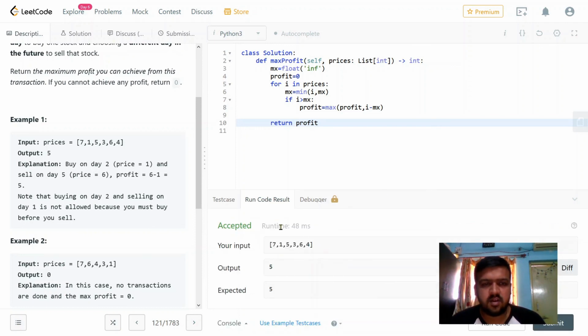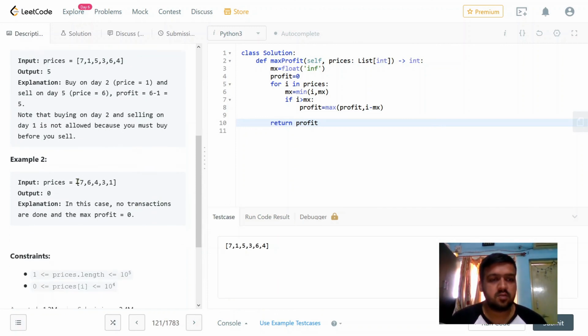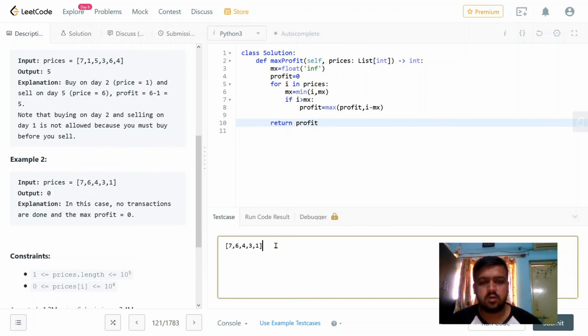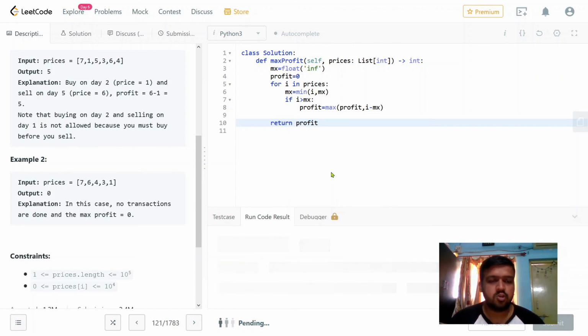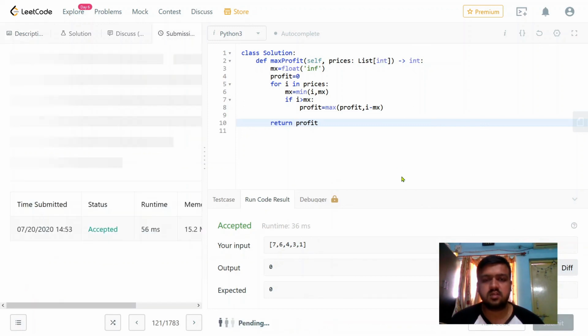So this is working fine for this particular test case. Let's change the test case of this particular problem. So here you can see 7 6 4 3 1. This is a trivial test case where there is no point in making a transaction, right? So the output, or the max profit, should be 0. And yes, this is working fine in this case as well.